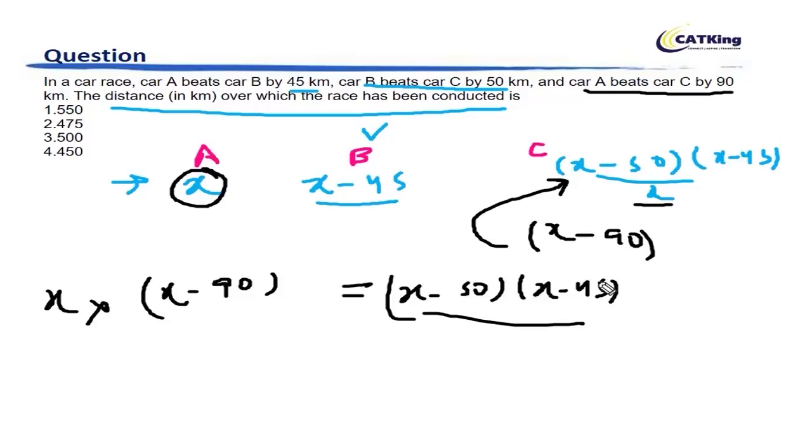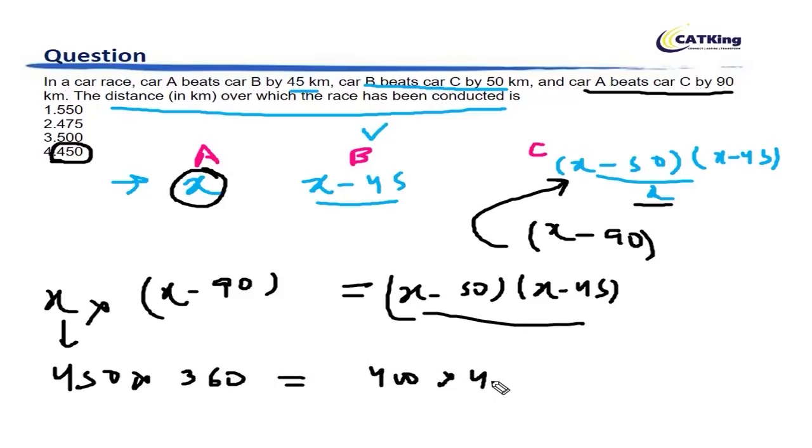Now, rather than solving this, what we can do is we can just look at the answer options. Looking at the answer options, which answer option should I choose? See, if you choose 450, x minus 45 will be 405, which is 9 times 45, right? 450 minus 90 is 360, and 450 minus 50 is 400. So all the numbers are divisible. So what do I mean? I will tell you. Here for x I will write 450, x minus 90 I will write 360, x minus 50 I will write 400, and x minus 45 I will write 405.